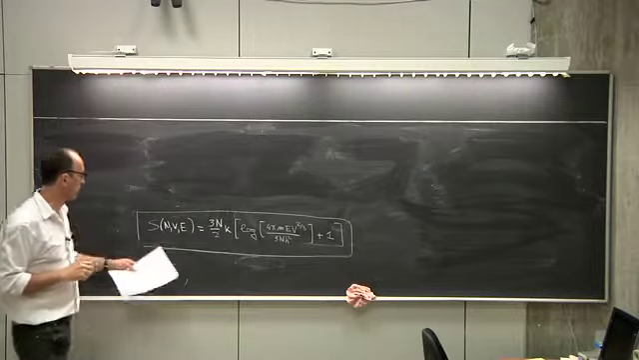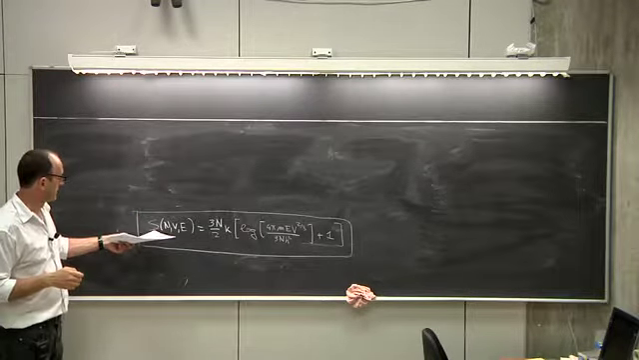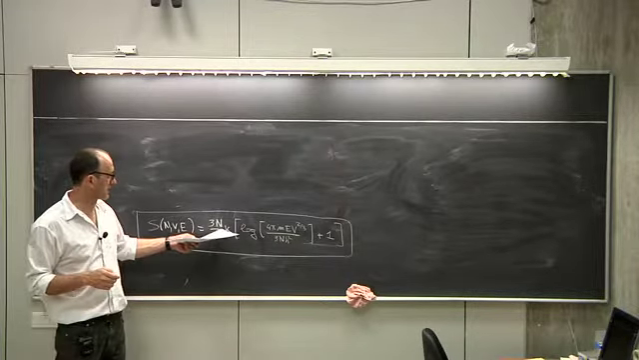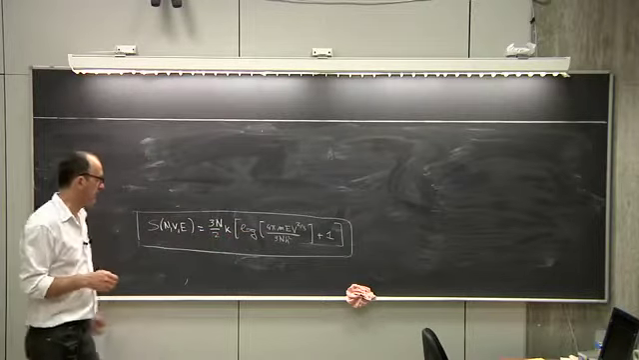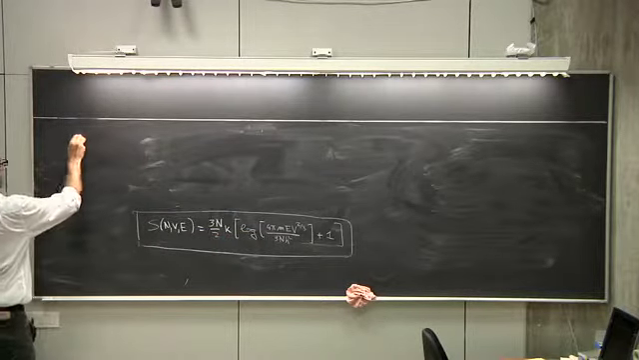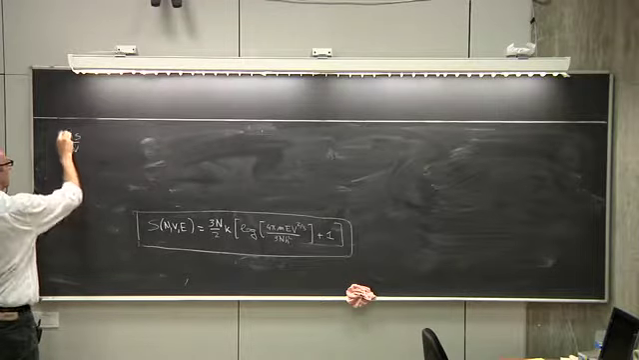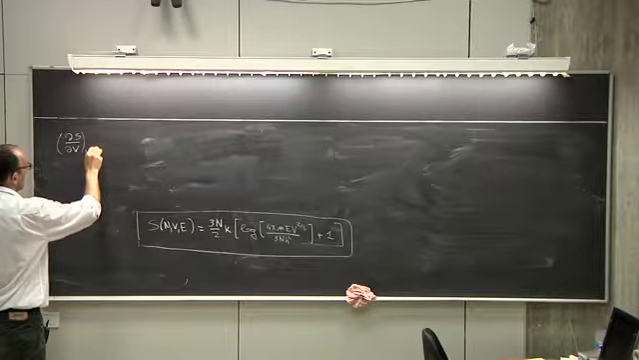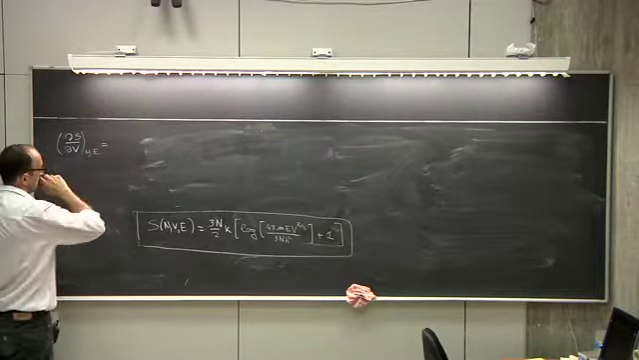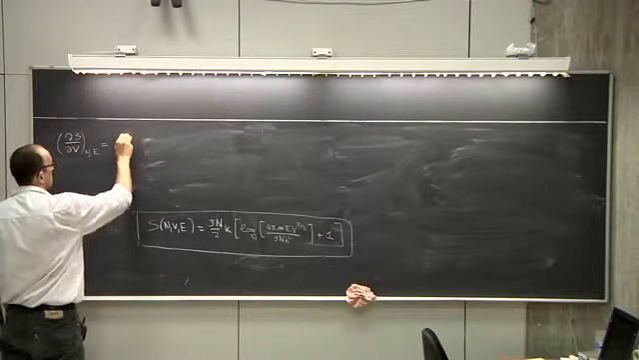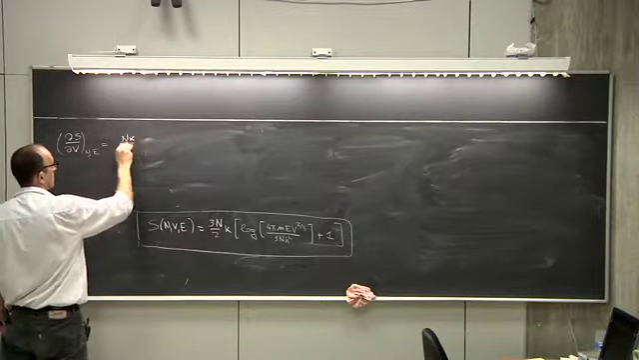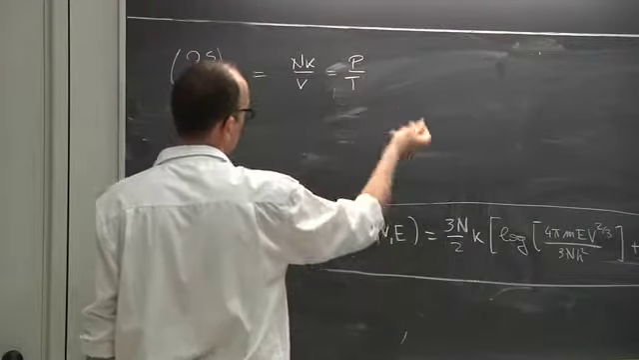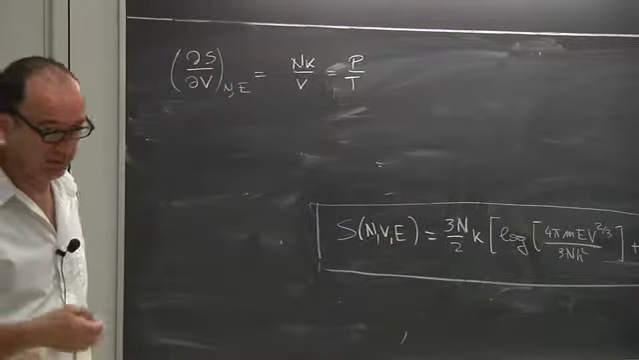So for example, you see the dependence on the volume is of the order N k log V. So this tells you that if you take the derivative of S with respect to the volume at constant N and E, this is equal to Nk divided by V, and this must be equal to the pressure divided by temperature, so you get the ideal gas law.